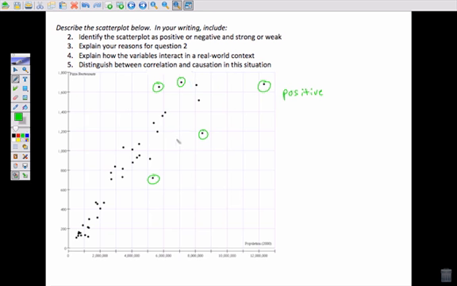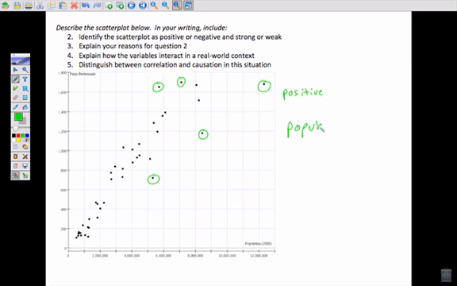Otherwise, if you called it strong, you would need to probably talk about how there's not a ton of variation between these points, that all these data points are fairly close together, and none are too extreme. In a real world context, this is your little part 4 here. Because this is positive, we're looking for something where as the population increases, so do the number of pizza restaurants. And again, most people did fairly well with that.